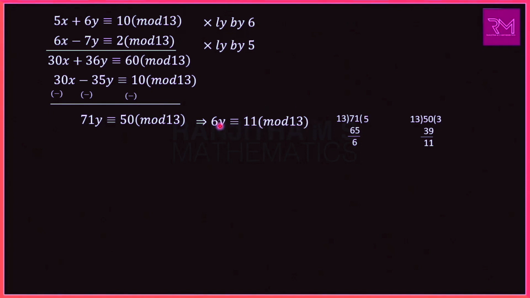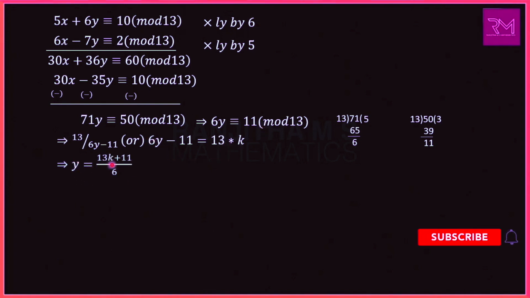So now we can apply the definition of congruency here. So this becomes 13 divides 6y minus 11, or we can take this as 6y minus 11 is equal to 13 into some integer k. Next step, we have to take minus 11 to the right hand side and 6 goes to the denominator. We get a value of y as 13k plus 11 divided by 6. Next step, as before, substitute k values 0, 1, 2, 3 etc. and find the integer value of y.